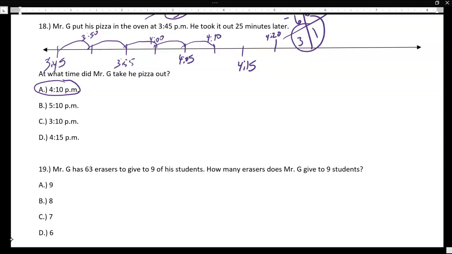Or you just could have added. Another way, 60. Right. Yep, that's exactly right. Okay. So, questions on that one?